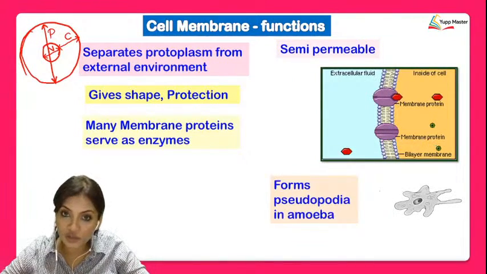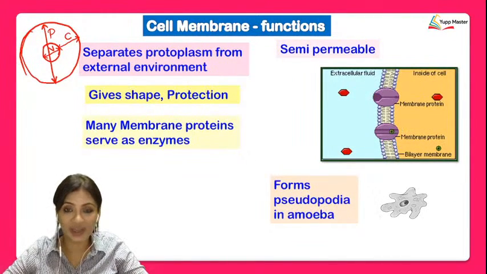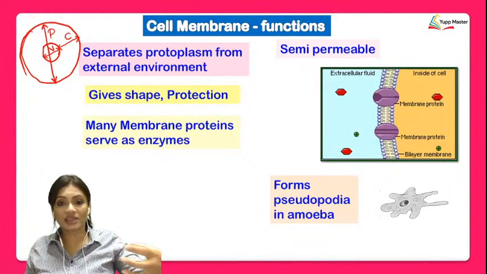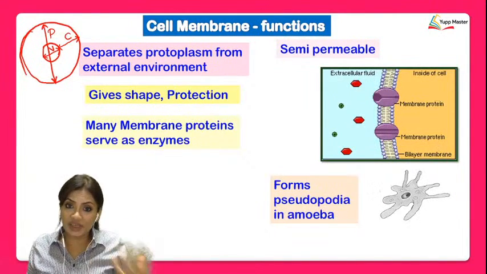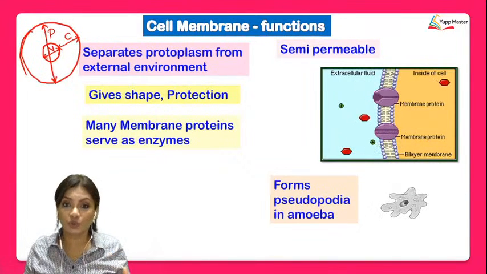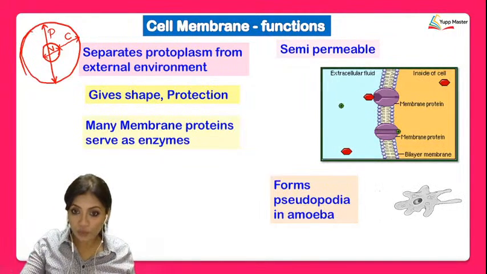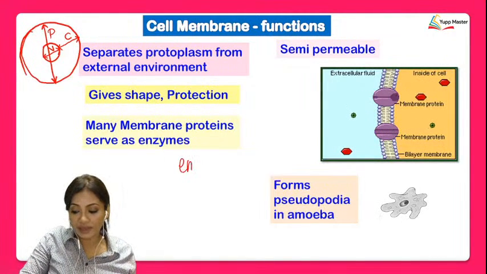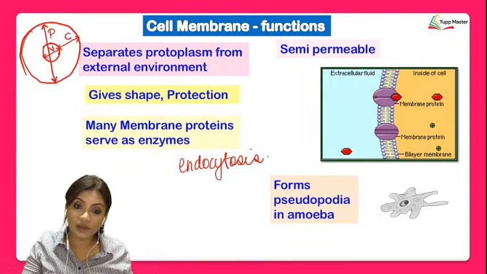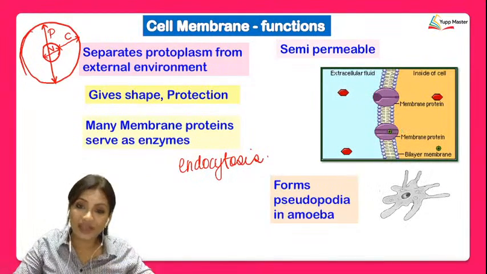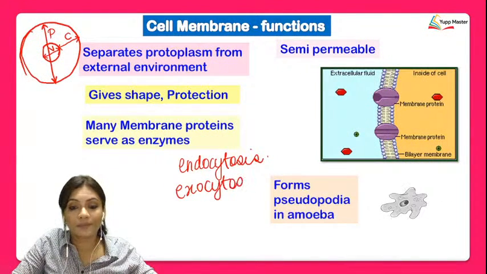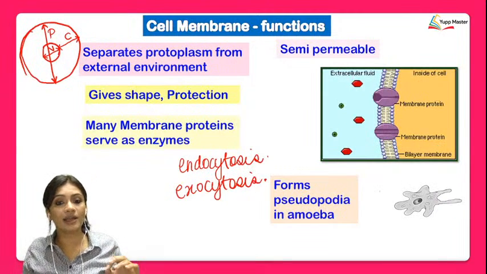All right. Also, we see that they form pseudopodia, okay, in amoeba, means in any unicellular organism. For any food substances to come in or any waste to go out, it is the cell membrane only which is going to behave as pseudopodia. Remember, taking in was given a word which we called endocytosis. Okay, and taking or throwing any waste material out was called exocytosis. Okay, so you have endocytosis and exocytosis.